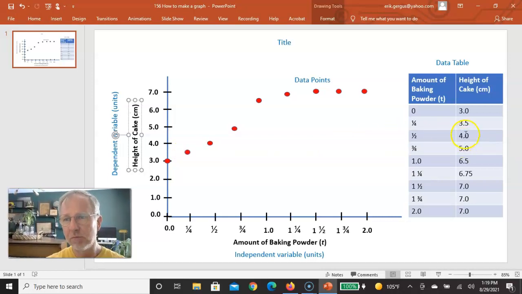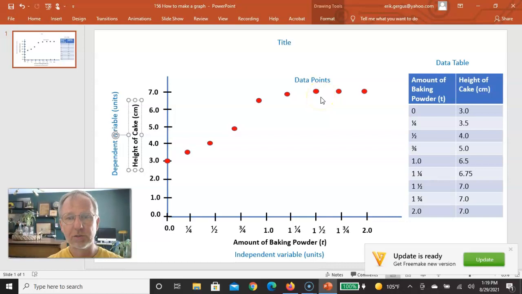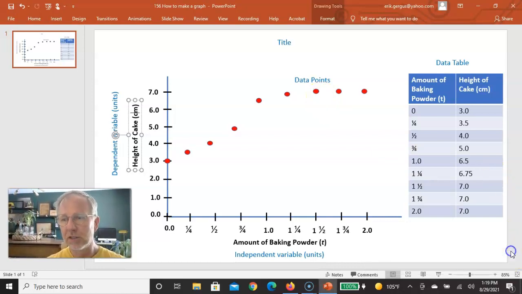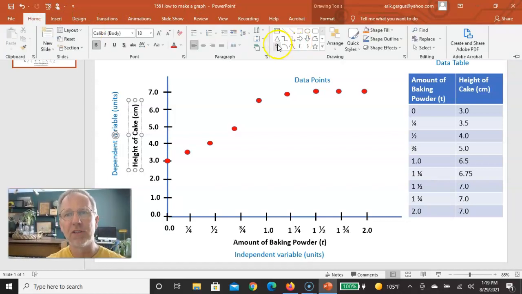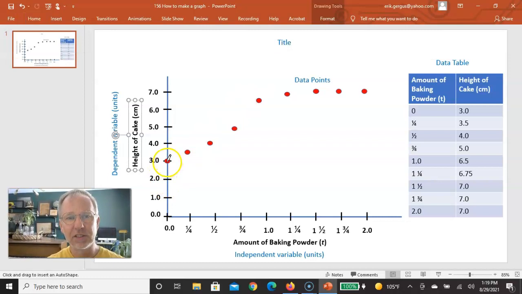1/2 teaspoon, it rose 4 centimeters. So 1/2 teaspoon, it rose 4 centimeters, etc. You go through the data table, you plot all your data points, and there you go. We're starting to get a visual presentation of our results. So then what we might do is draw a line through the data points, or as close to the data points as we can. So I'll go ahead and do this.